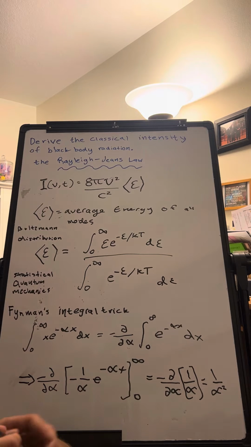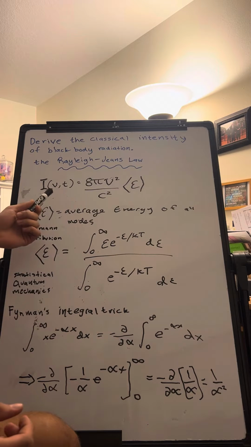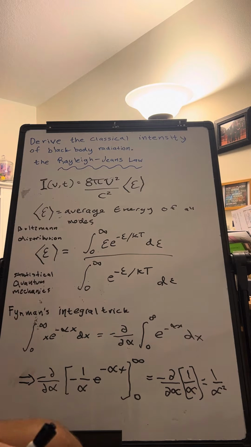Okay, in this video, I'll be deriving the classical intensity of blackbody radiation. It's also called the Rayleigh-Jeans Law. And here I have the general equation for intensity.